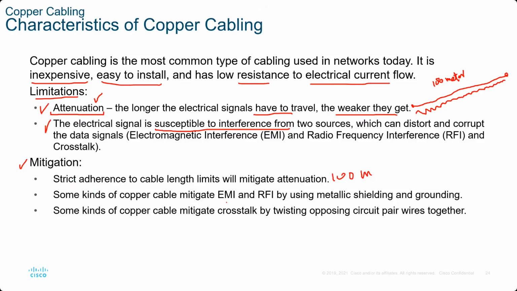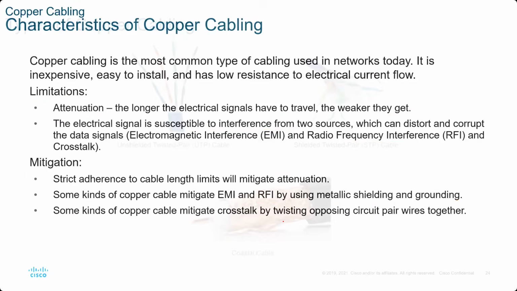Some kinds of copper cable mitigate EMI and RFI, electromagnetic interference and radio frequency interference, which can be reduced by using metallic shielding and grounding. So you shield these copper cables with a special type of shielding, which helps reduce the electromagnetic interference and radio interference from external devices. There's another problem called crosstalk. We'll talk about it in the next slides. That's a problem in these cables, but we can also reduce it by using twisted pairs. So let's see about that.